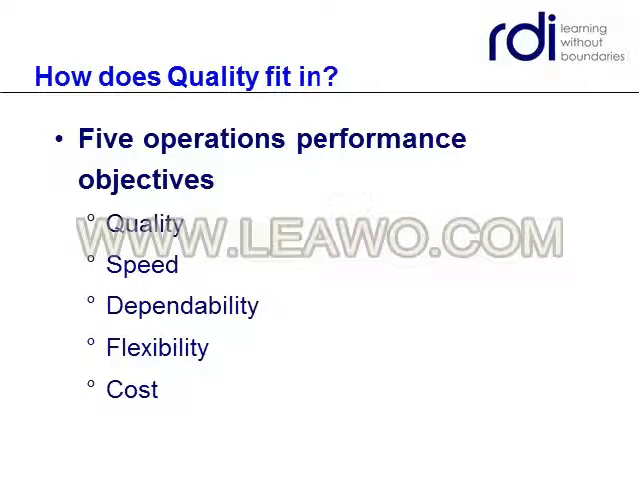Dependability implies that the customer can trust the supplier to provide the product to specification in the timescale agreed. Flexibility is the ability for a supplier to meet changing customer requirements. Cost, of course, relates to providing the product at a reasonable cost, perhaps in comparison to the competition. I want you to see quality as an important performance objective, but not the only one. The next 3 slides will go into a bit more detail on quality.